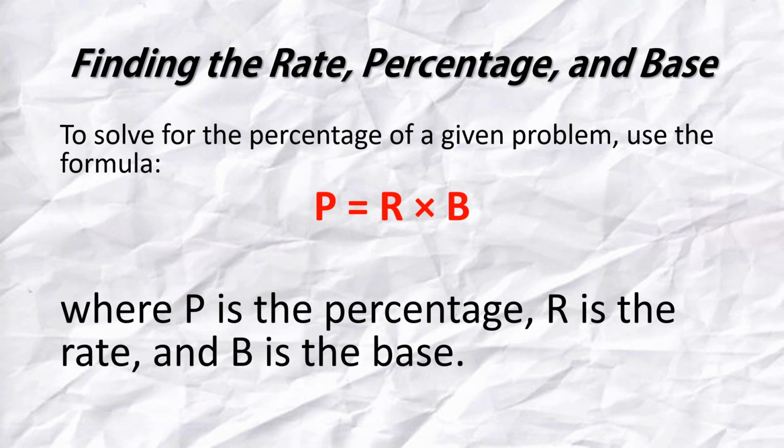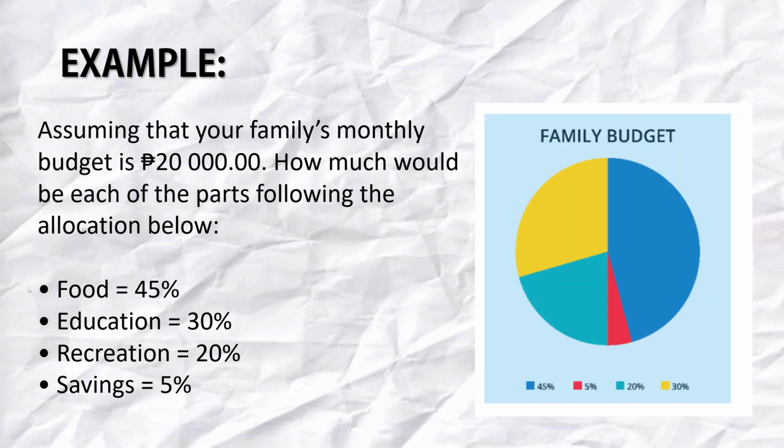To solve for the percentage of a given problem, we use the formula P equals R times B, where P is the percentage, R is the rate, and B is the base. Let us apply this formula in the given problem.